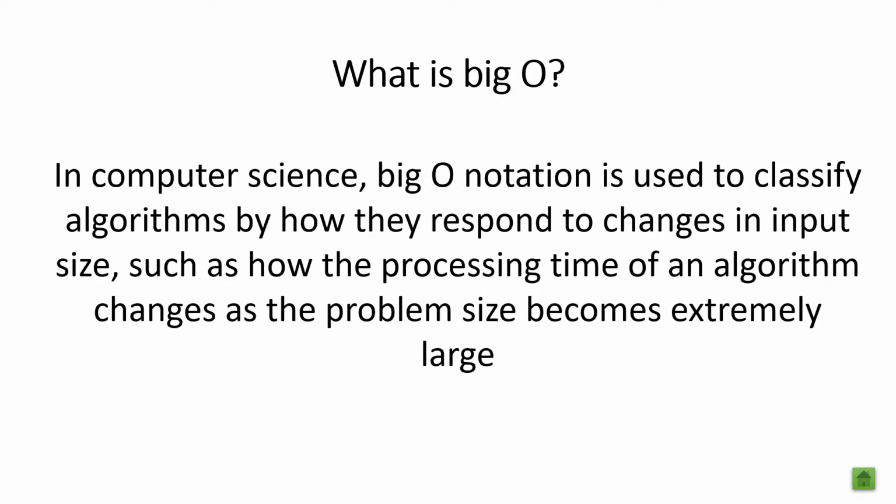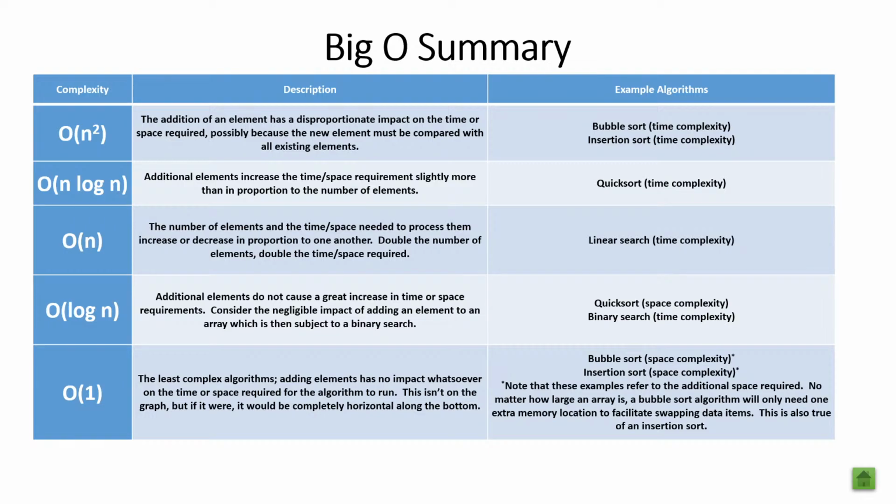Inside joke. So let's have a look at our different summaries of our big O notations, our classifications. So we've got order of n squared, order of n log n, order of n, order of log n, order of 1.